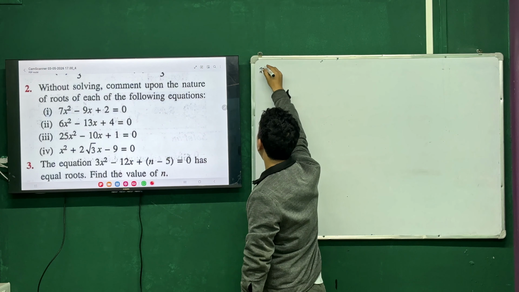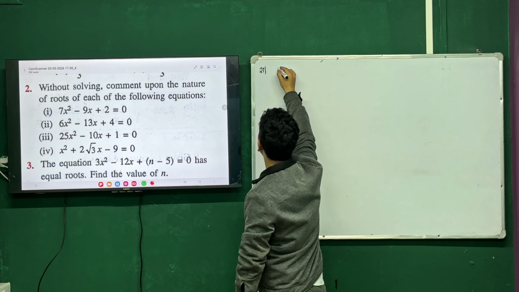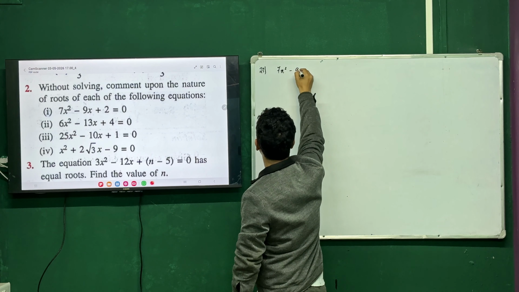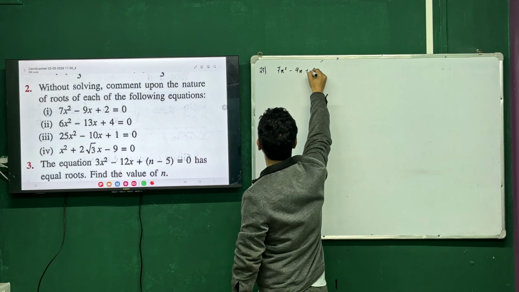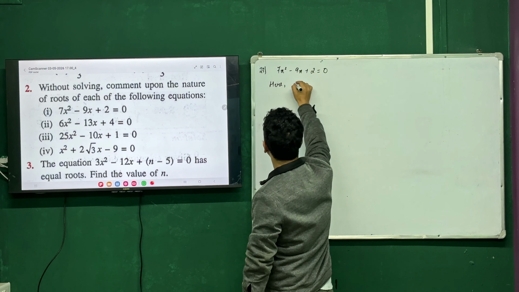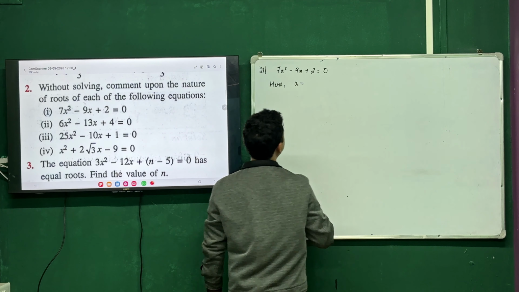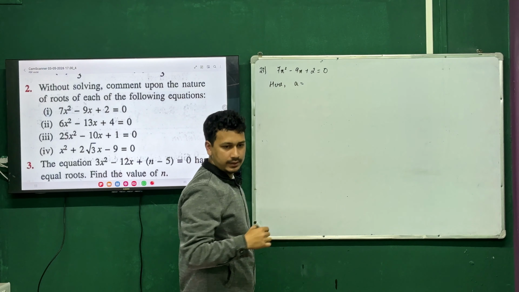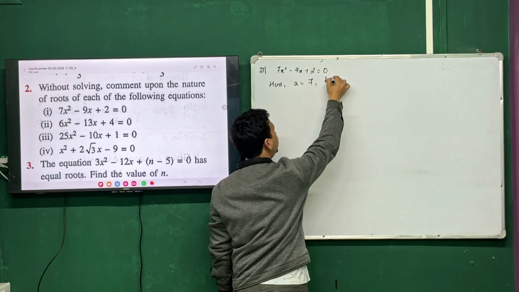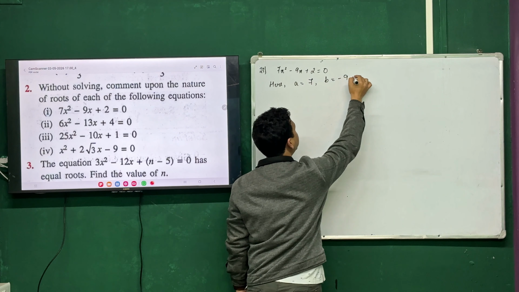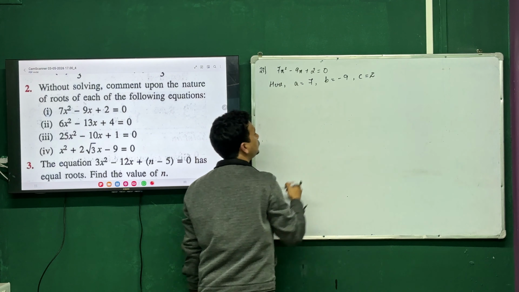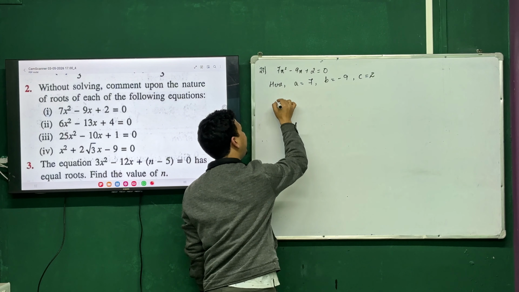So let's see question number 1. 7x square minus 9x plus 2 is equal to 0. Let's revise. Here, what is the value of a? 7. The value of a is 7. Value of b? Minus 9. Careful there. C? 2. Right?